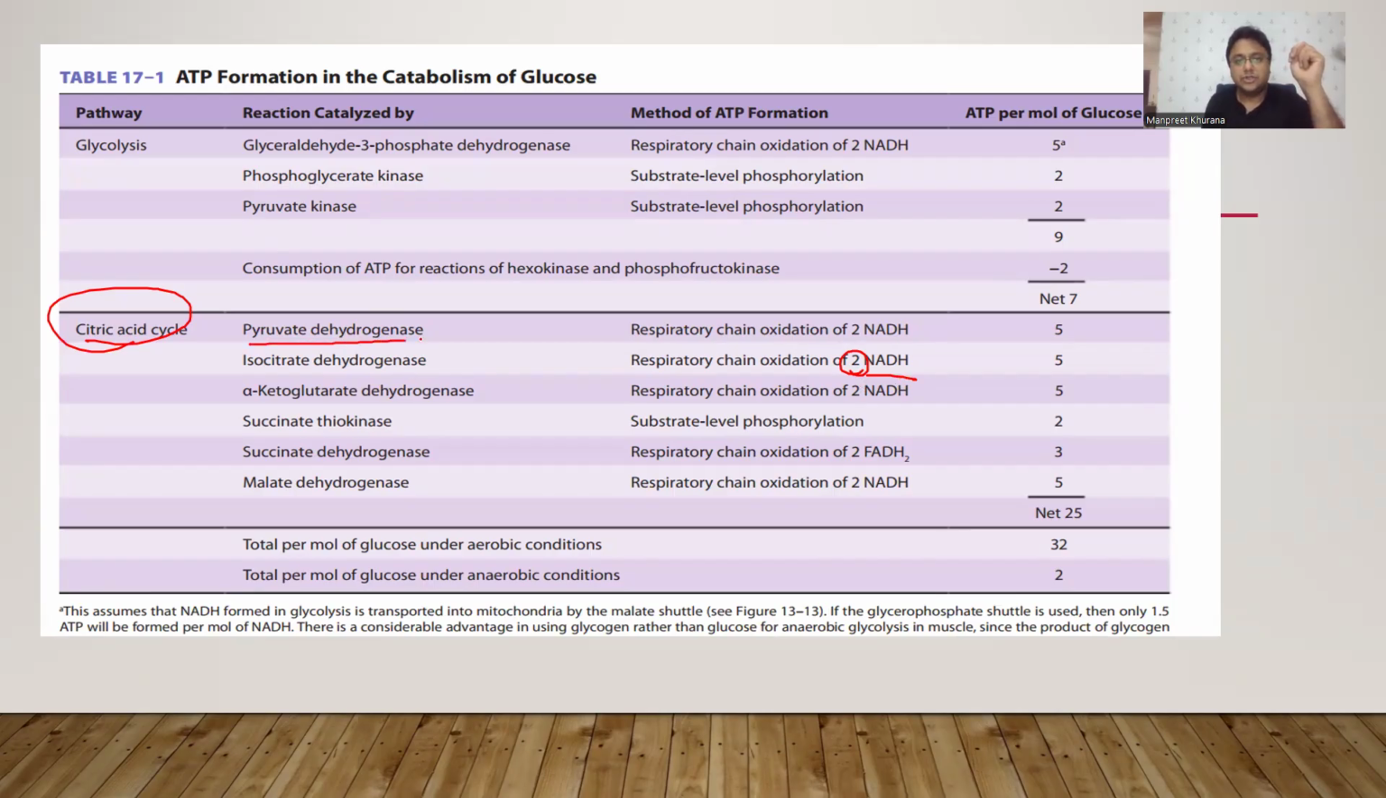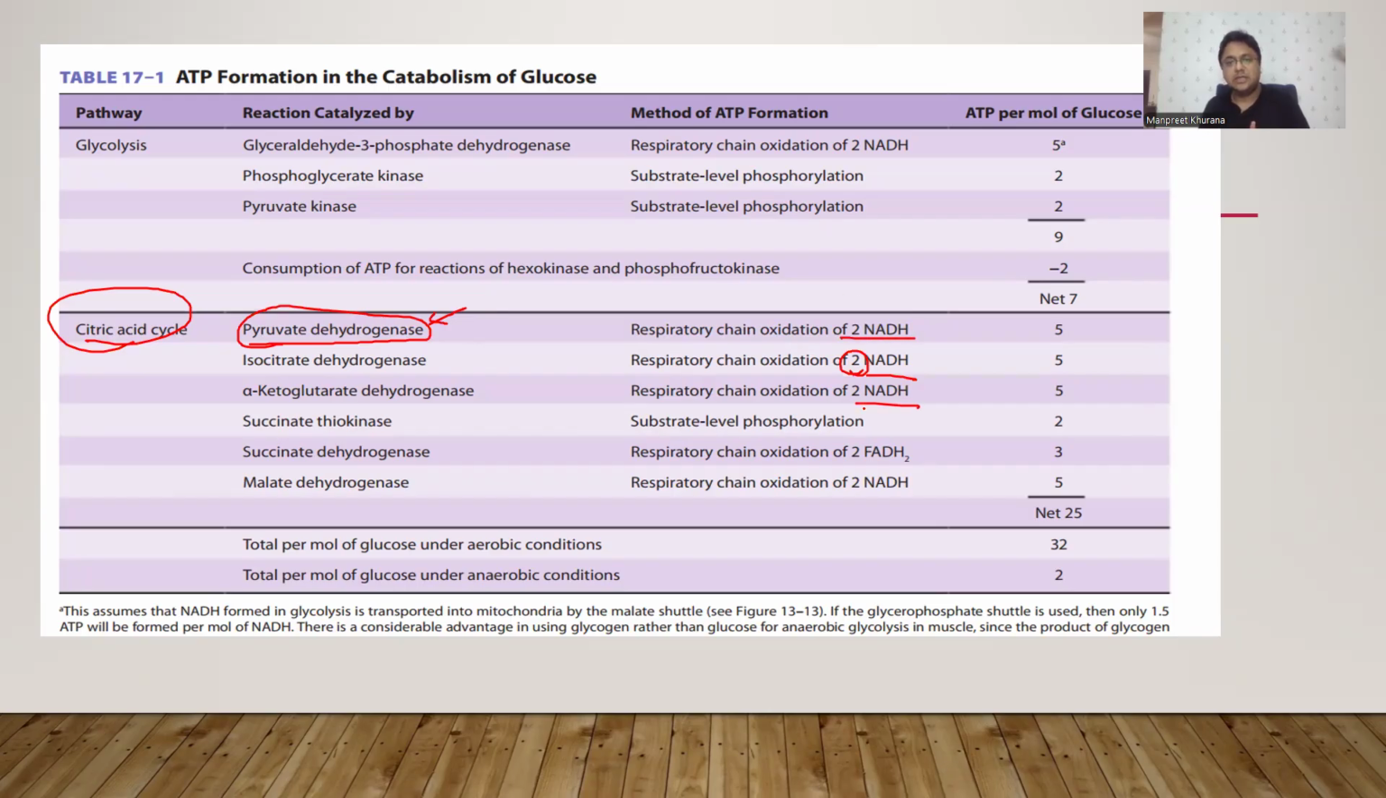The pyruvate dehydrogenase complex is utilized when pyruvate is converted into acetyl coenzyme A. So what is happening is the pyruvate gets converted into acetyl coenzyme A, and acetyl coenzyme A is entering the citric acid cycle, right? So there is formation of 2 NADH here as well.